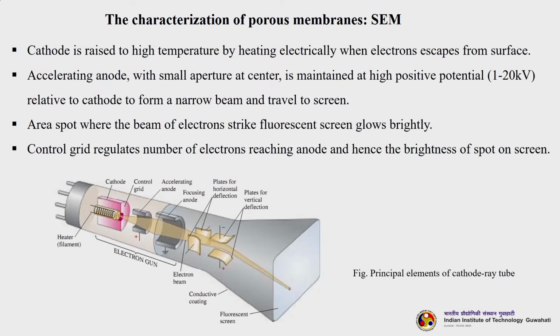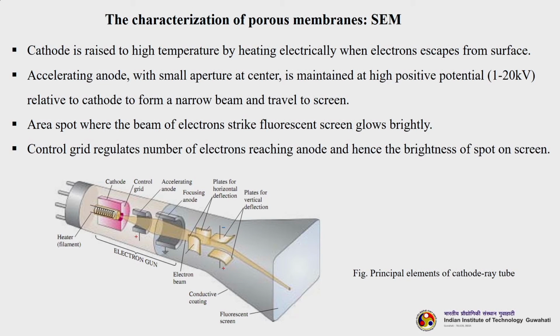So, CRT. Let us understand what the cathode ray tube actually looks like. The cathode is raised to high temperature by electrical heating, so that electrons escape from the surface. They must overcome the resistance, so a sufficient minimum amount of energy has to be supplied so that they cross the barrier and electrons come out from the cathode. The accelerating anode, with a small aperture at the center, is maintained at high positive potential relative to the cathode to form a narrow beam that travels to the screen. You see this is the cathode, and this is the filament.